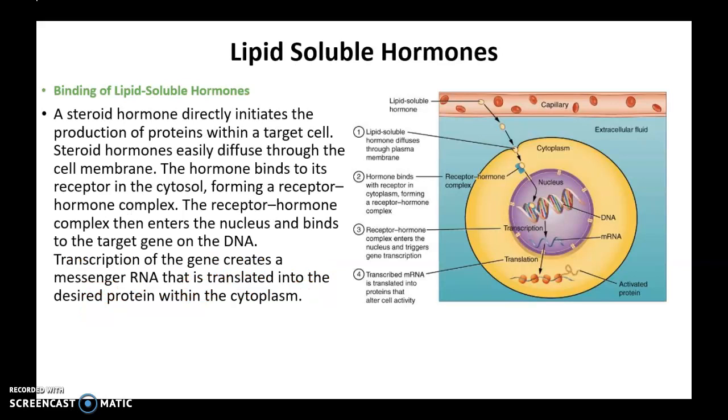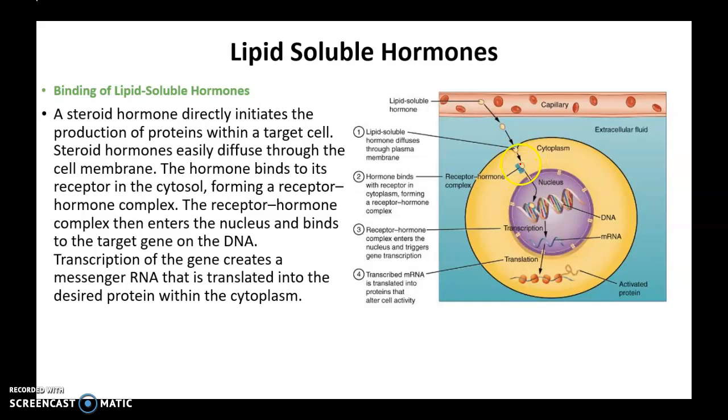Okay, so we will see how a lipid-soluble hormone like steroid hormone or thyroid hormone actually enters the cell and changes the functioning of the cell. So if you look at this diagram on top, we do see a blood capillary. We have the red blood cells floating, and then we have some hormones in the yellow balls. Now these are lipid-soluble hormones. So these hormones can actually cross the plasma membrane and enter the cytoplasm.